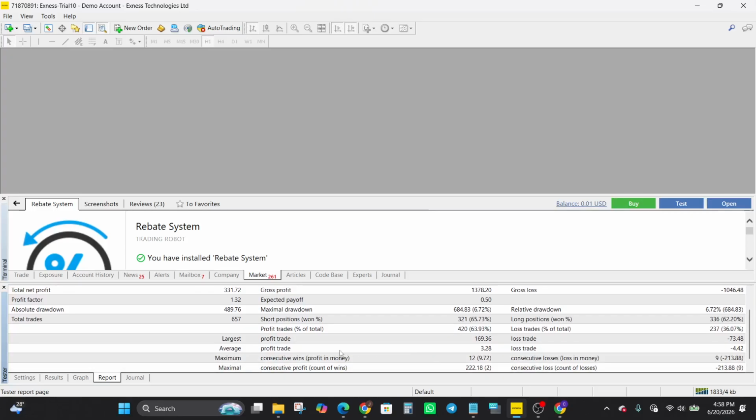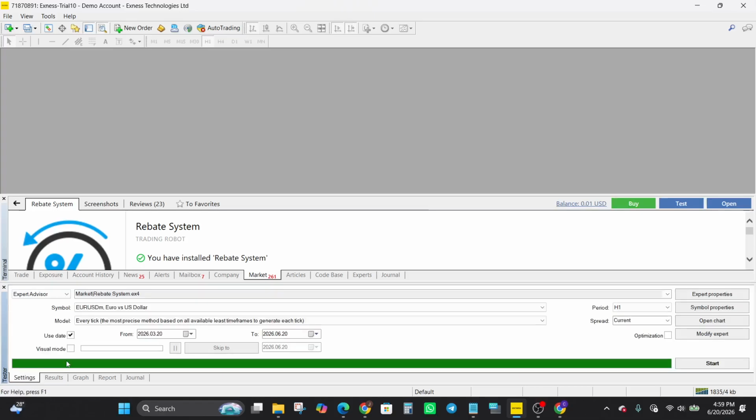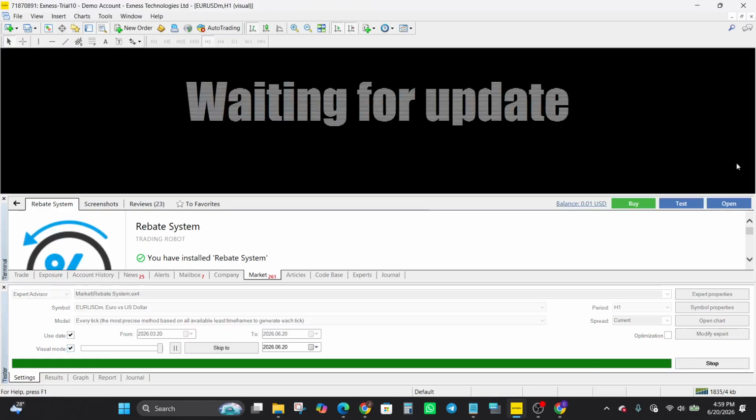All right, and then I can see that the largest profit was 169.36, and the largest loss was 73.48, average profit 3.28, average loss 4.42. So that means that the average loss is bigger than the average profit, and it means that the average risk to reward ratio is bad. Okay, but then let's turn on the visuals so that we can see this EA in action as well.